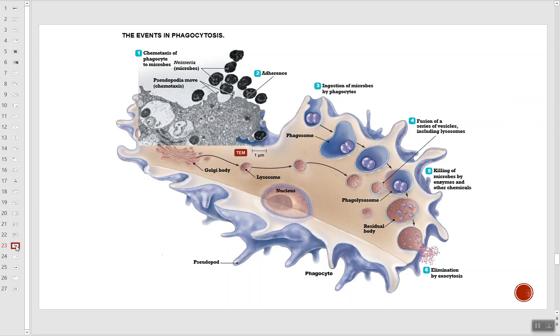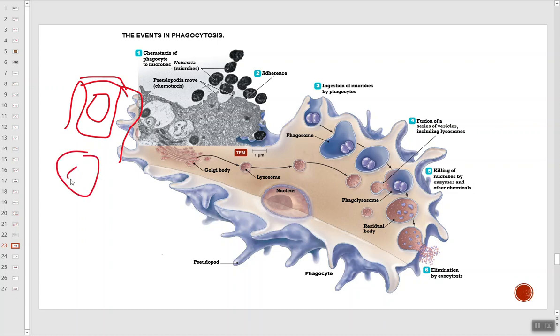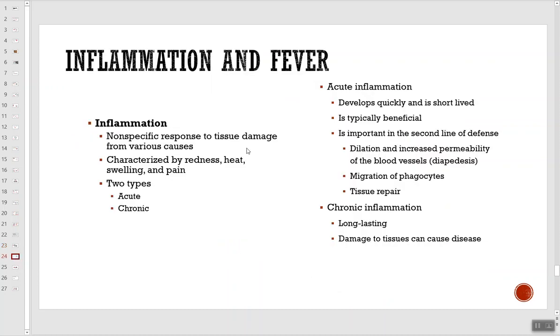Chemotaxis, that's Neisseria. Pseudopods are just extensions of the plasma membrane around and eventually enclosing them, and of course putting them inside a bubble of membrane inside. You can look at this: adherence, ingestion, fusion, killing, elimination. A lot of it is just exocytosed, but some of it is actually kept and put on a molecule to show the adaptive immune system.